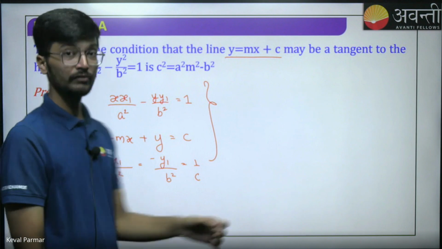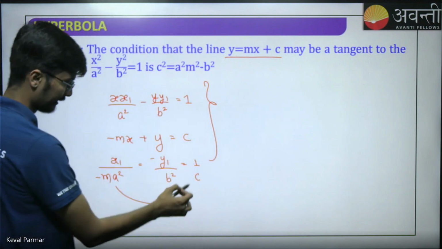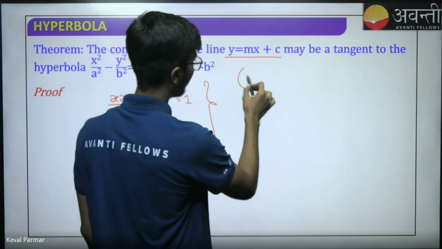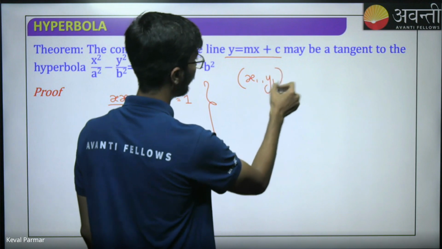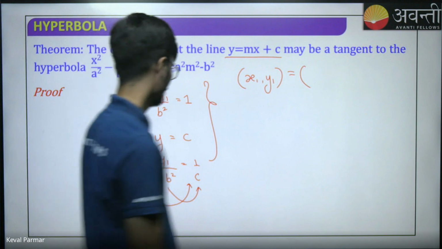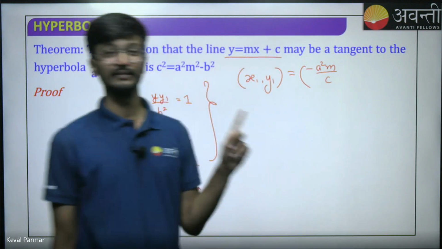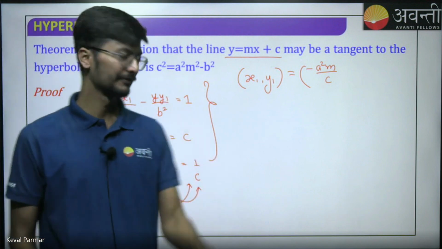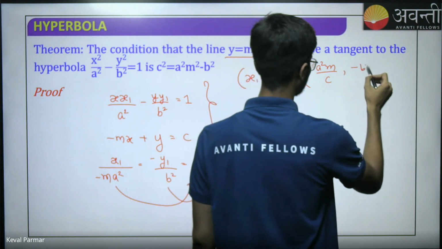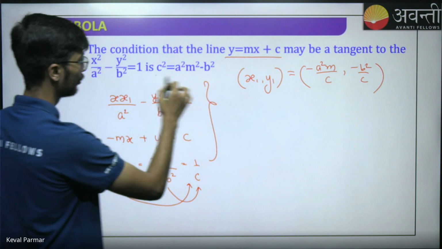So from this also we get the point of contact of tangent, right? If we equate this and equate this, we'll get the point of contact, which is x1, y1, or point of tangency. What will be x1? Minus a square m upon c. And you'll notice it's the same as we got in ellipse. And y1 is minus b square by c. Right? We got a separate result here, but we want to prove this.